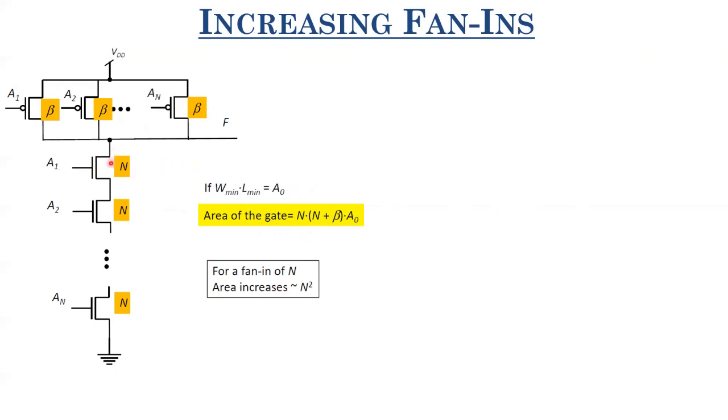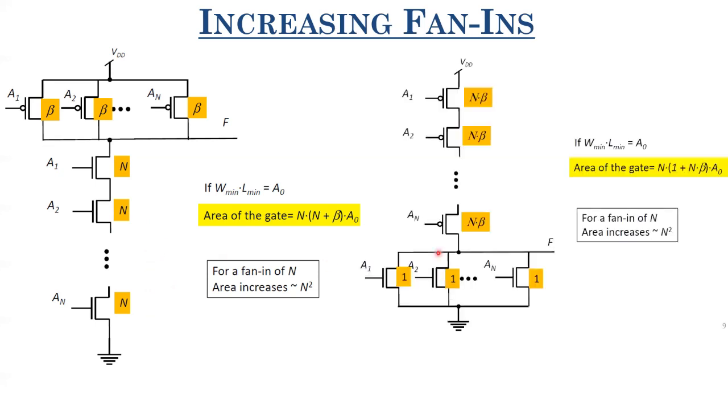How I do it is, let us take a combination of P and N. Each input is fed to both the pull-up network and the pull-down network. So corresponding to one input, that is A1, we have n A0 for the N MOSFET and we have beta A0 for the P MOSFET. So for one input, the equivalent area is n plus beta, right? So it's n plus beta times A0 for one input and there are n such inputs. So the total area of the gate is approximately n into n plus beta times A0. So you see that for a fan-in of n, that is for n inputs, the area increases quadratically with n. That is one disadvantage when you have a large number of fan-ins.